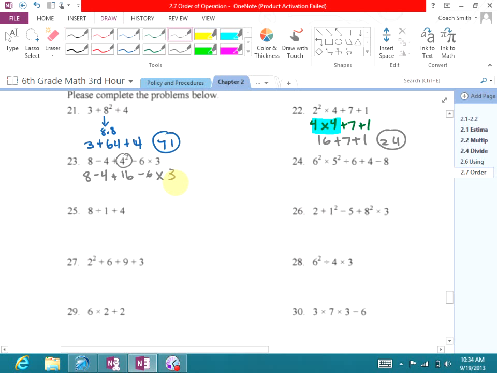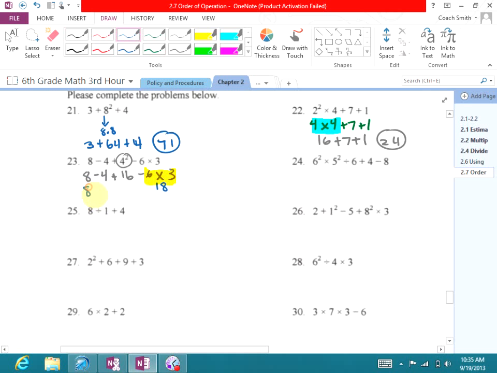16 minus 8. No, what's next? When there's no more exponents, what's our next step? Please excuse my dear Aunt Sally. What's the next step, Kennedy? 6 times 3. That is correct. We do multiplication next, so 6 times 3 has to be my next step. 6 times 3 is 18.